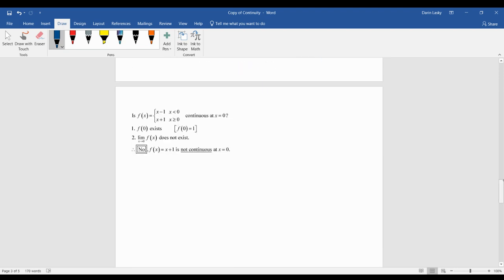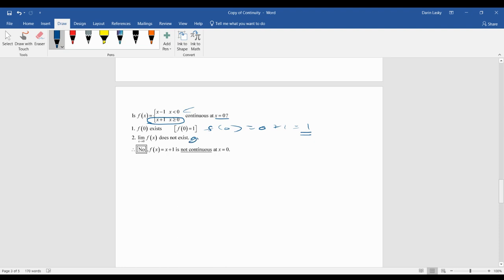So if I work on this here, again, at 0, I need to use the one that allows me to use 0 for the first part. So f of 0 is equal to 0 plus 1, which is equal to 1. I can't use this one because it says less than 0, so this one I cannot use for that. So I get 1.